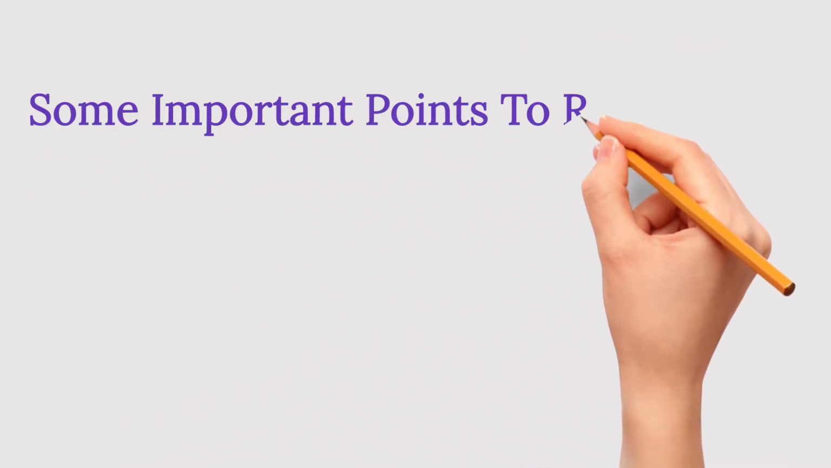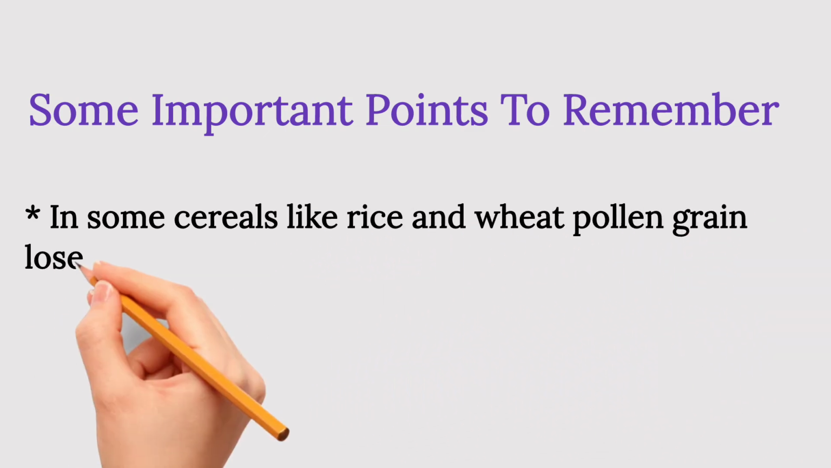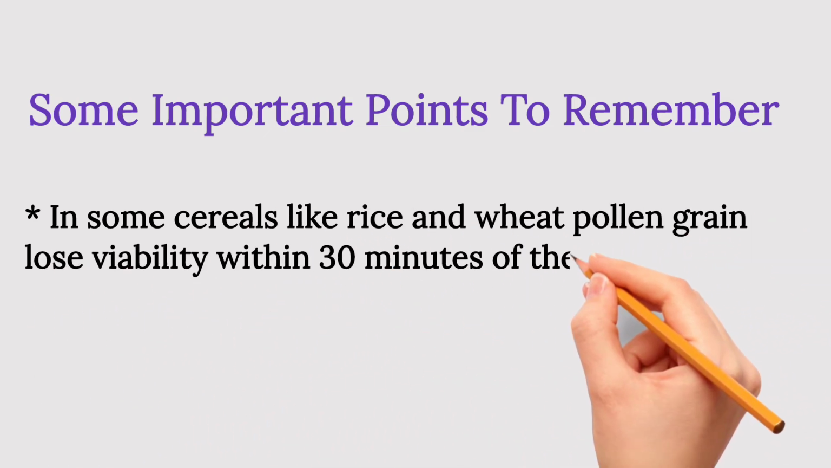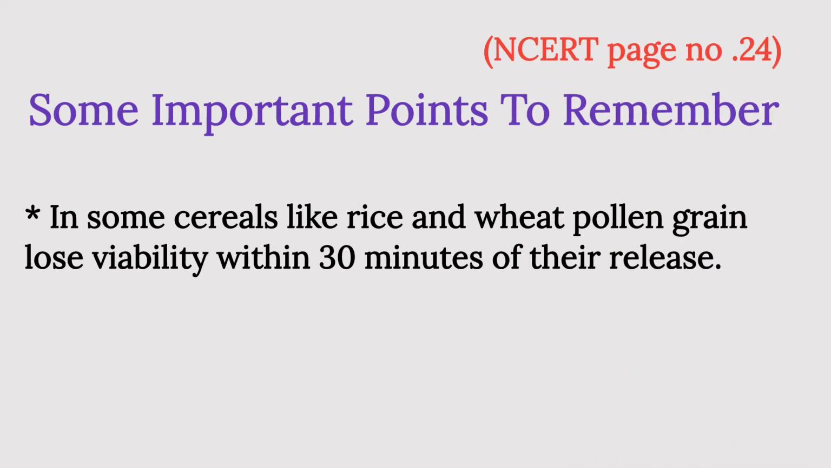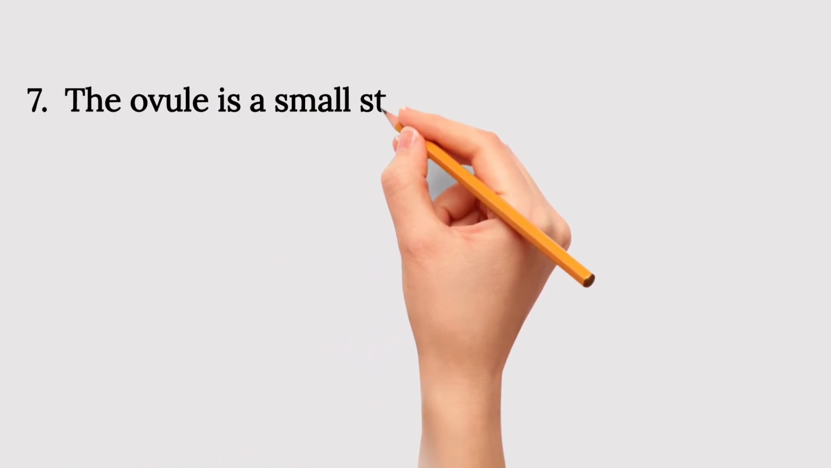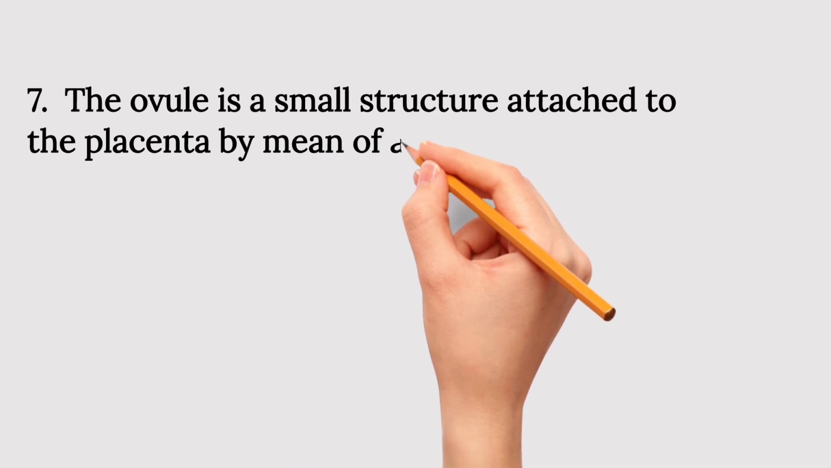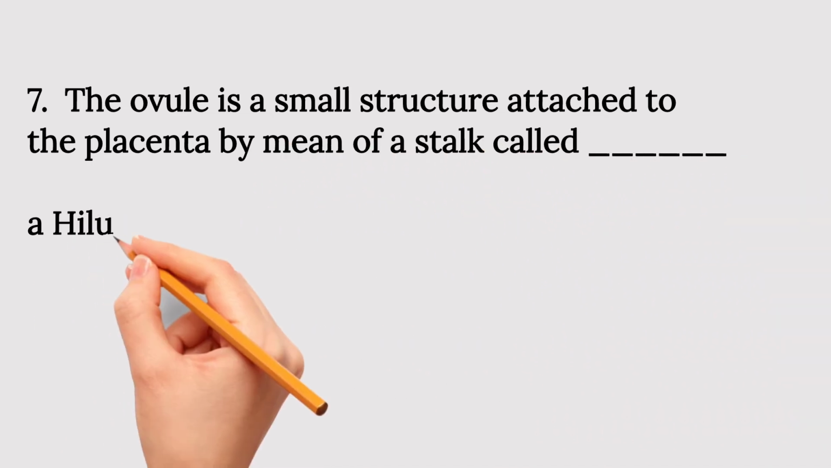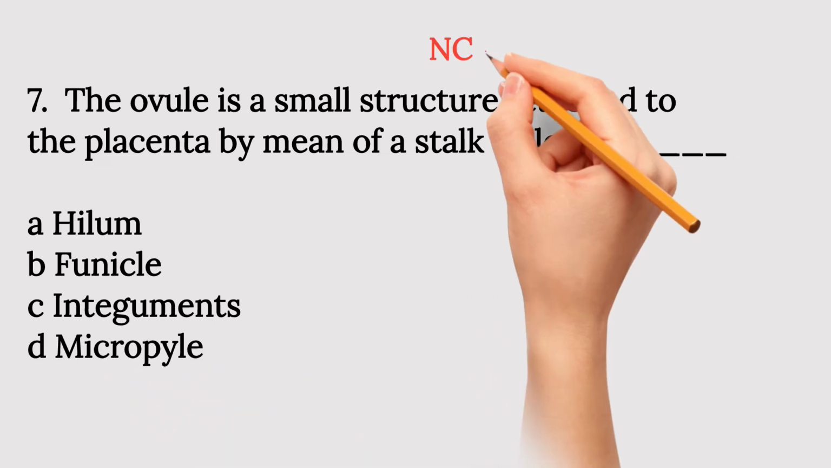Some important points to remember. In some cereals like rice and wheat, pollen grains lose viability within 30 minutes of release. The ovule is a small structure attached to the placenta by means of a stalk called: option A, hilum; option B, funicle; option C, integument; and option D, micropyle.